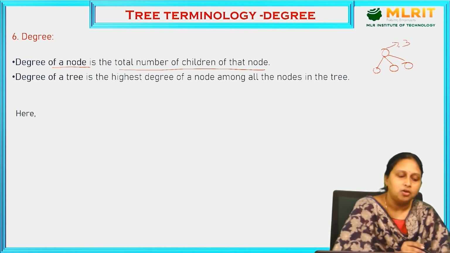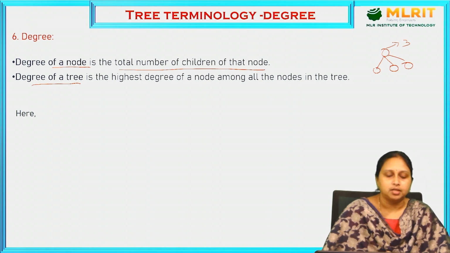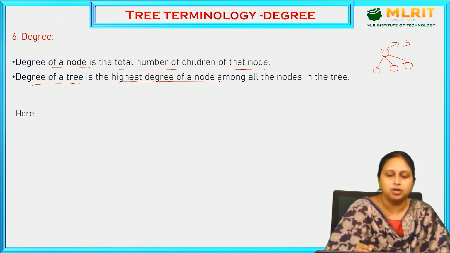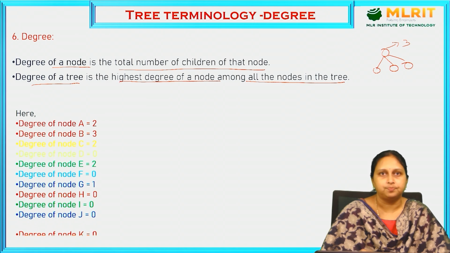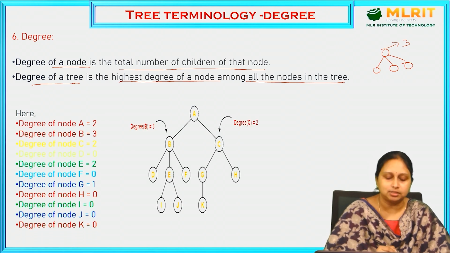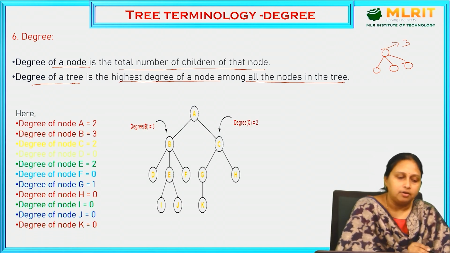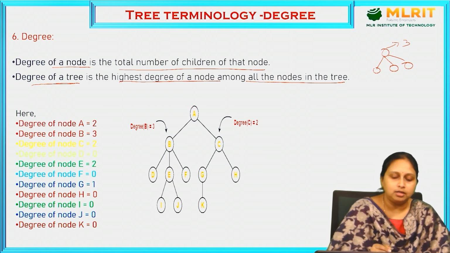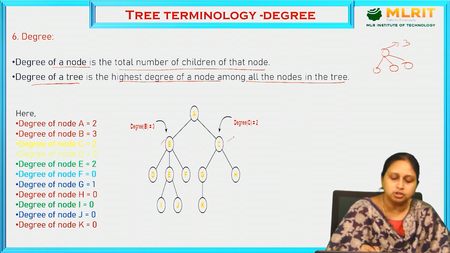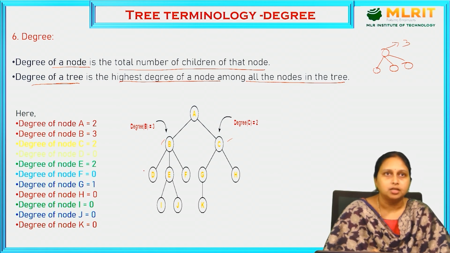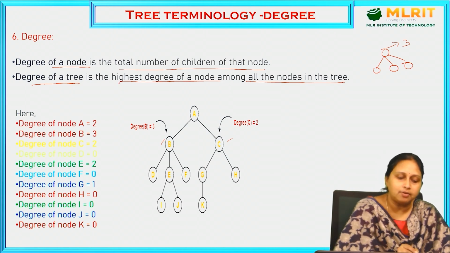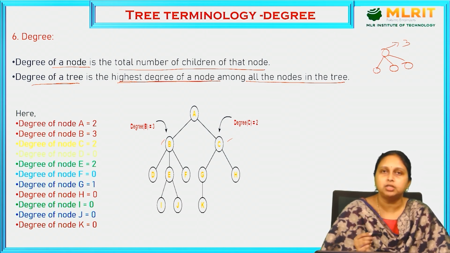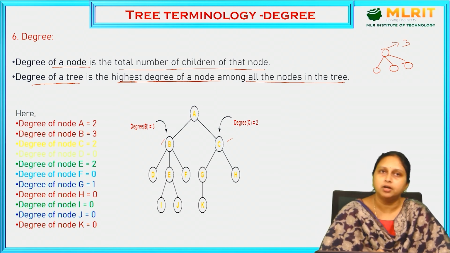In the same way, we can write the degree of a tree also. It is nothing but the highest degree of a node among all the nodes in the tree. Let us take the example of a tree. When I want to find the degree of a tree, I check the degree of each and every node. First, I find which node has the highest degree, and that one we consider as the degree of the tree.